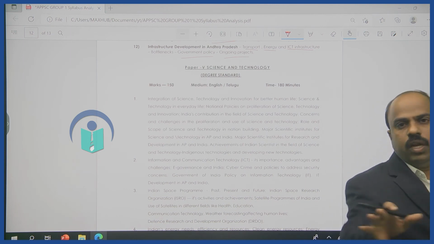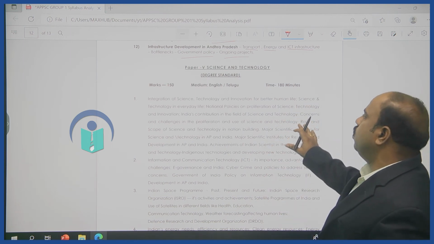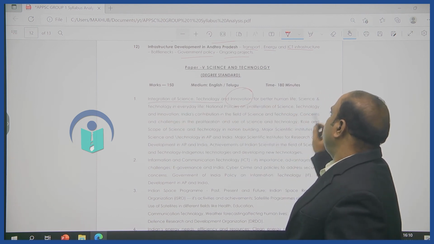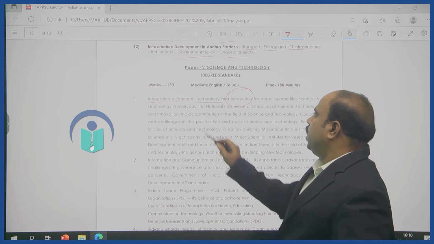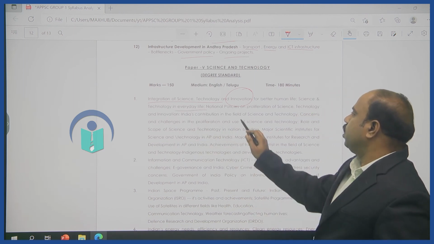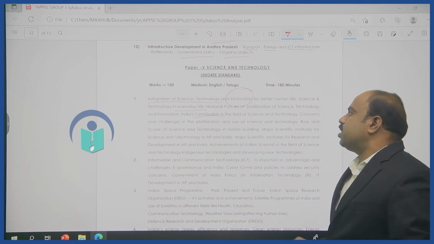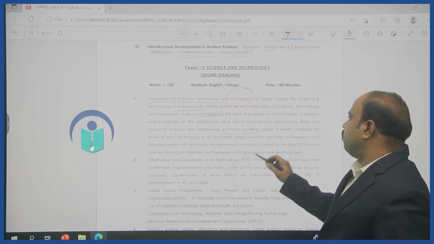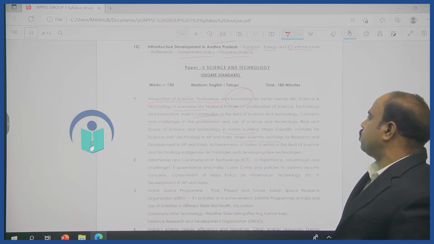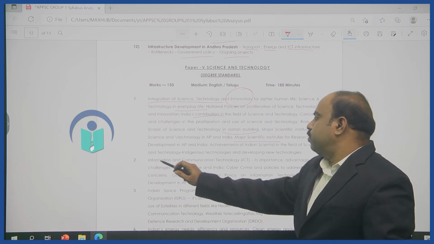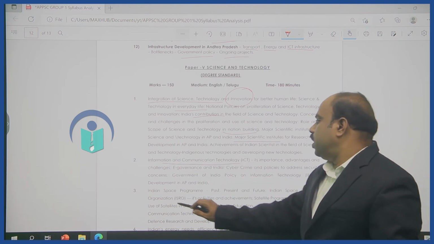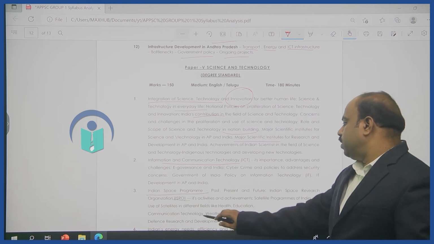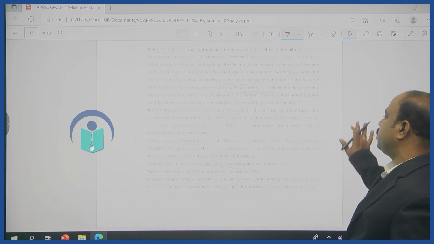So economy is finished. Now the last one, that is paper 5, science and technology. Integration of science and technology and innovation for better human life. The next, science and technology in everyday life, and its contribution in India's field of science and technology and in the scope of nation building, major scientific institutions for research. The next, information and communication technology as well as the Indian space programs by ISRO, as well as weather forecasting affecting human life, satellites in India.